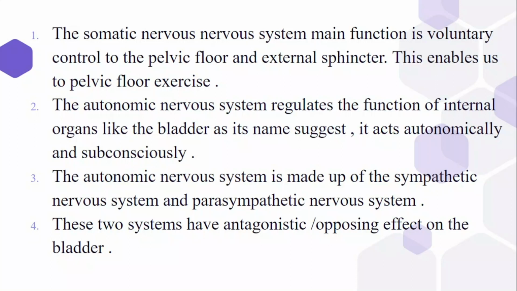The main function of the somatic nervous system is voluntary control of the pelvic floor and external sphincters. This enables pelvic floor exercise. The autonomic nervous system regulates the function of internal organs like the bladder. As its name suggests, it acts autonomically and subconsciously. The autonomic nervous system is made up of the sympathetic nervous system and the parasympathetic nervous system. Clear? These two systems have an antagonistic and opposing effect on the bladder.